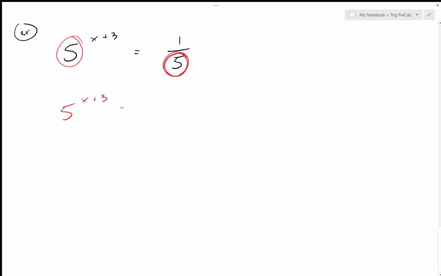The other side, anytime it's on the bottom, we want to flip it to the top, but the exponent goes then from positive, so we have right now on this 5 is a positive 1. In order to flip it to the top, it's going to become a negative 1. And look at that, they both have the same base, so cancel 5, cancel 5. x plus 3 equals negative 1, or subtracting that 3 over, x equals negative 4.